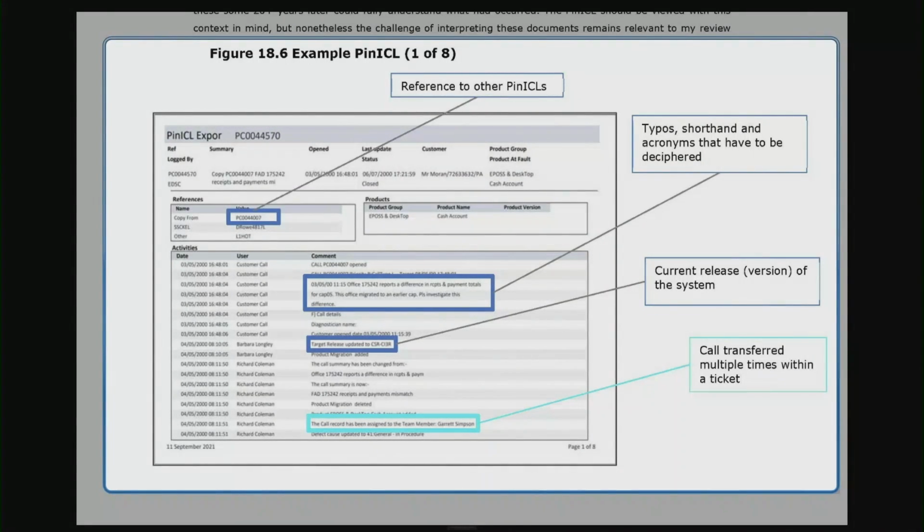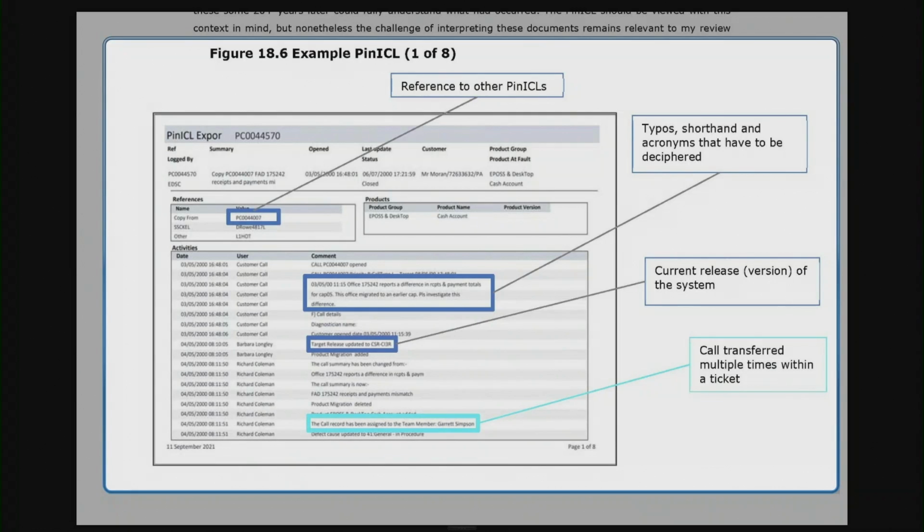And then lastly, you note an entry at 11 minutes past 8 in the morning on the 4th of May, call transferred multiple times within a ticket. What was the significance of that? This is just to highlight the fact that you will see the user name changing throughout the chronology of this particular Pinnacle, and we're just showing you where that change is initiated. So in this case, Richard Coleman is assigning the Pinnacle to Garrett Simpson.